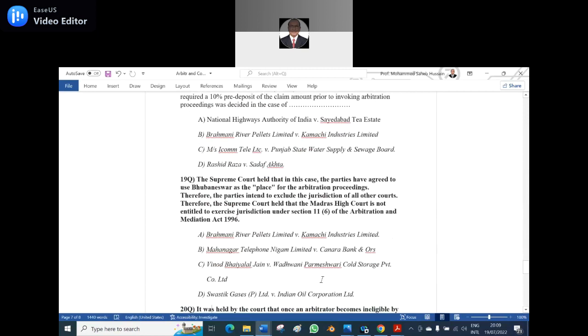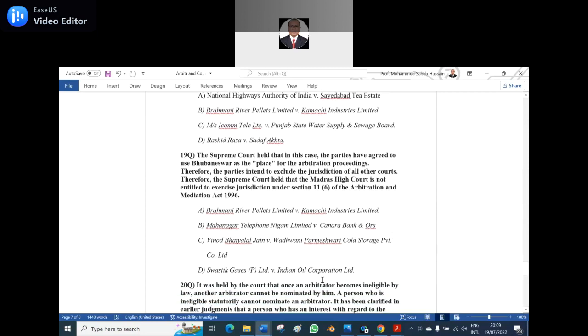19th question. The Supreme Court held that in this case, the parties have agreed to Bhubaneswar as the place for the arbitration proceedings. Therefore, the parties intend to exclude the jurisdiction of all other courts. Therefore, the Supreme Court held that the Madras High Court is not entitled to exercise jurisdiction under Section 11(6) of the Arbitration and Conciliation Act of 1996. A. Brahmani River Pellets Limited. B. Mahanagar Telephone Nigam Limited. C. Vinod Bhailal Jain. And D. Swastik Gases Private Limited.